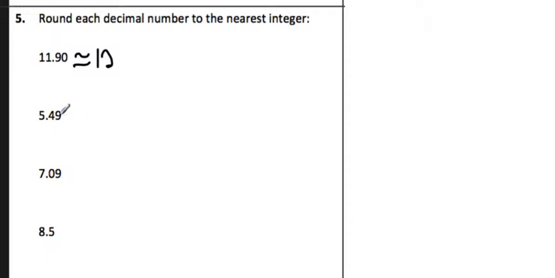5.49. Now this one's tricky, but if we're rounding to this, we got to use this as its rounding element. So 5.49, we're going to actually round down to 5. 7.09. Well, that's pretty close to $7. And $8.50. Now this is the rule, we round up because 5 kicks it up, we'll make it 9. Okay, so we have 12, 5, 7, 9.